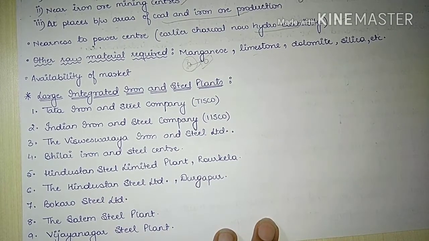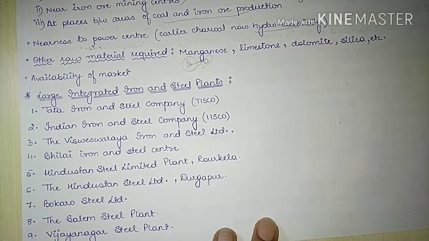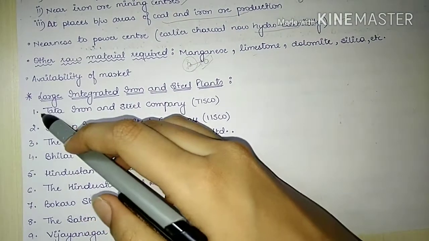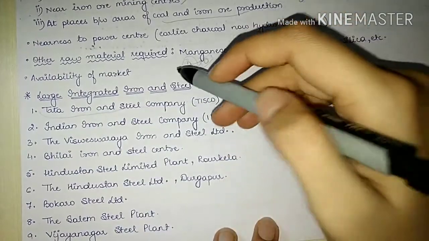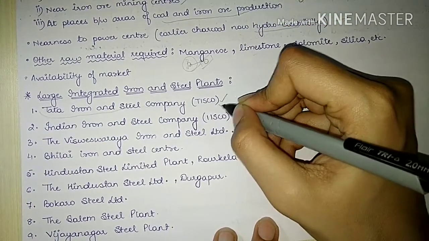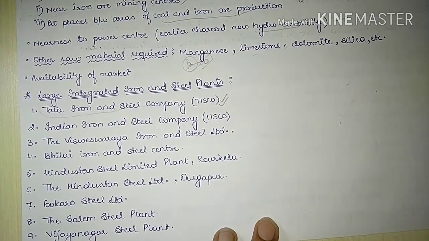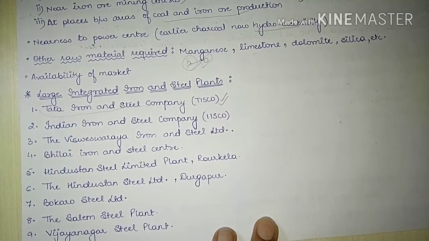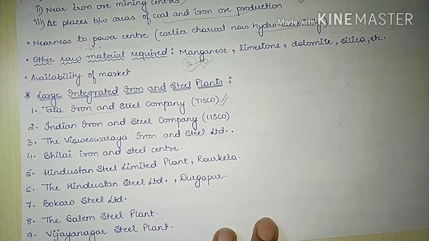Jamshedpur is well connected with Kolkata, Mumbai and Chennai by road and rail. So good transportation facility is also available here, and the densely populated regions like Jharkhand and Bihar provide cheap labor. So Tata Iron and Steel Company, which is located here, has the following reasons for the location of this industry in this area.